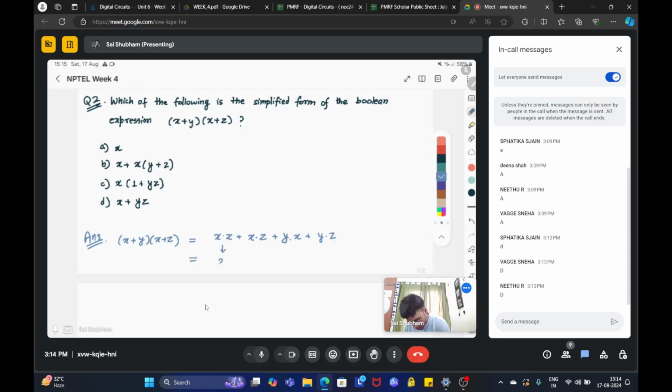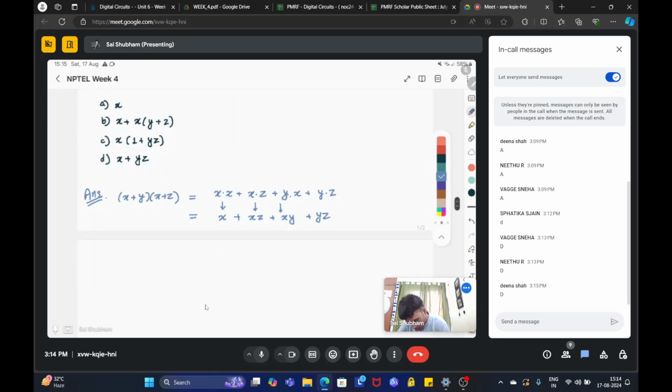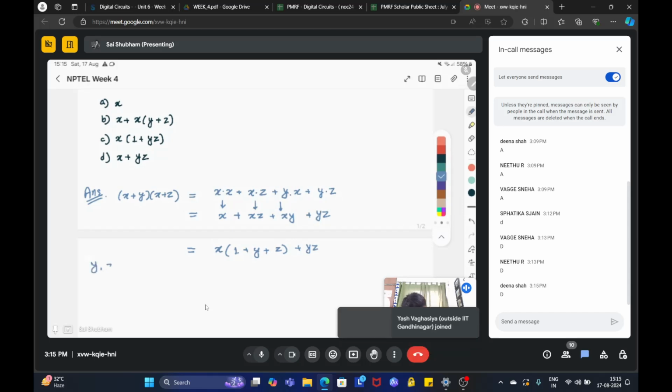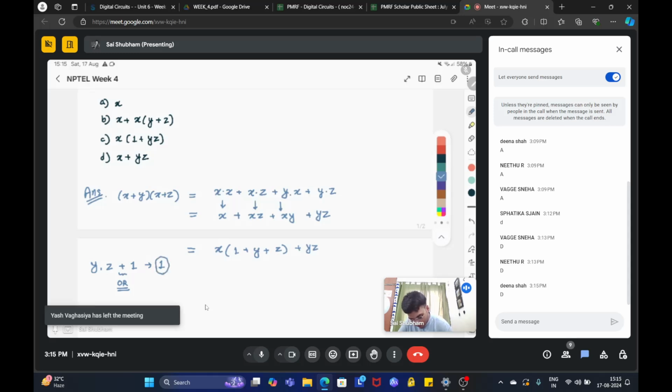So this is x, this is xz, this is xy, this is yz. So this is equal to, we can take x common. So 1 plus y plus z plus yz. So suppose I have any signal y or z. If I add it with 1, it is always 1. So by addition, this is actually OR operations. Okay. So whenever OR operation is performed, the output signal will always be 1.